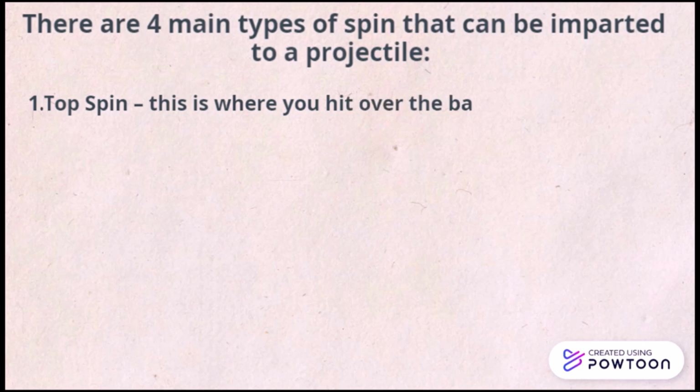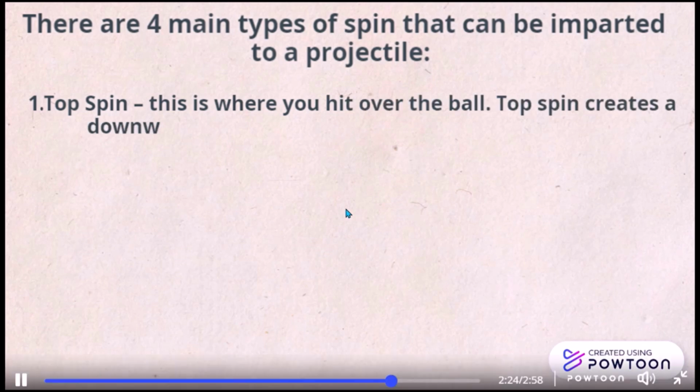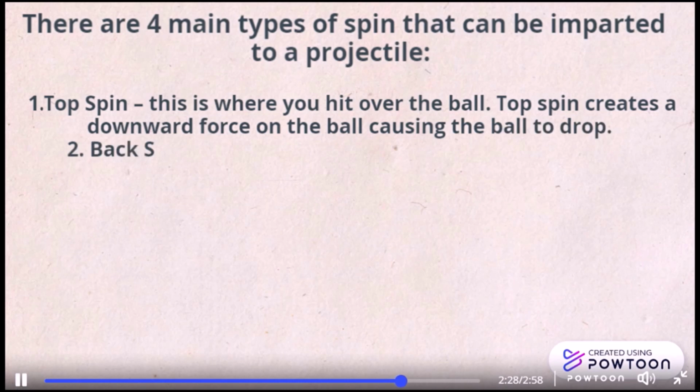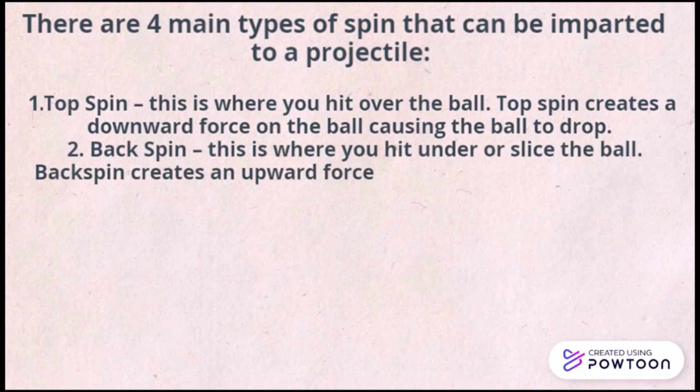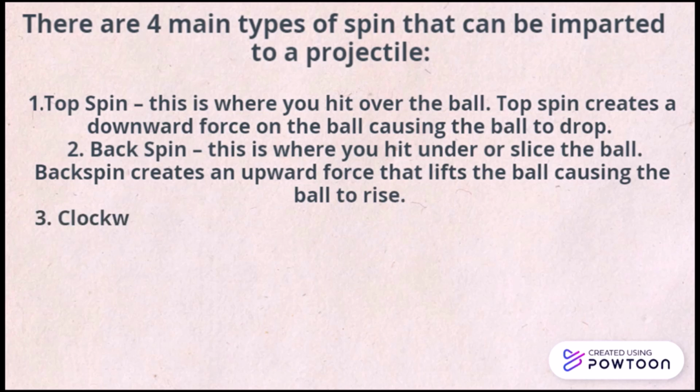This is where you hit over the ball. Top spin creates downward force on the ball, causing the ball to drop. Two, backspin. This is where you hit under and slice the ball. Backspin creates an upward force that lifts the ball, causing the ball to rise.